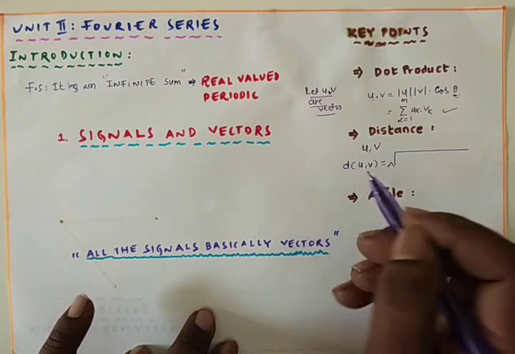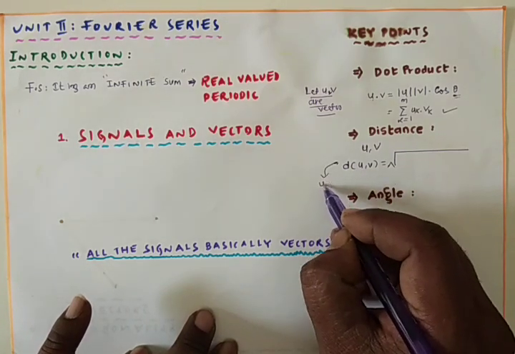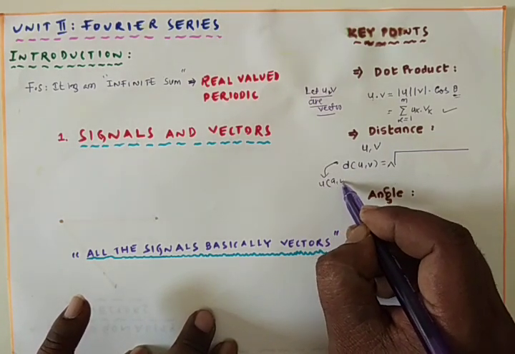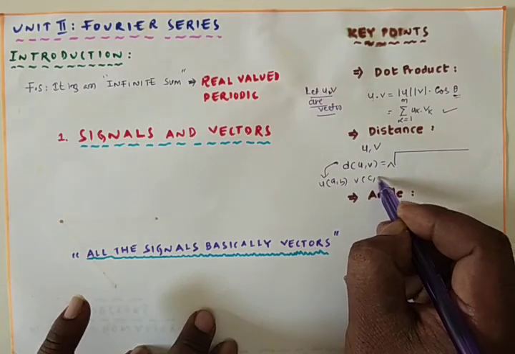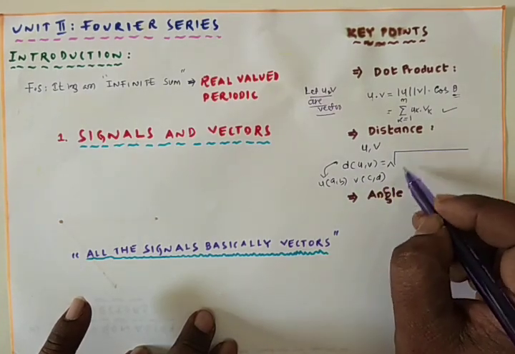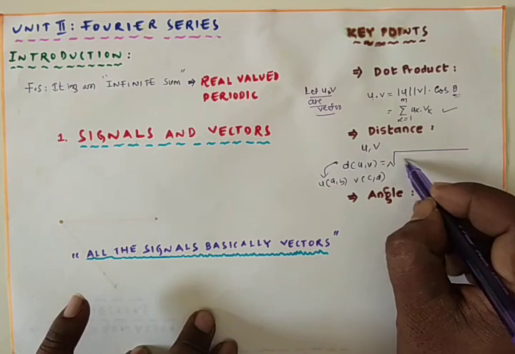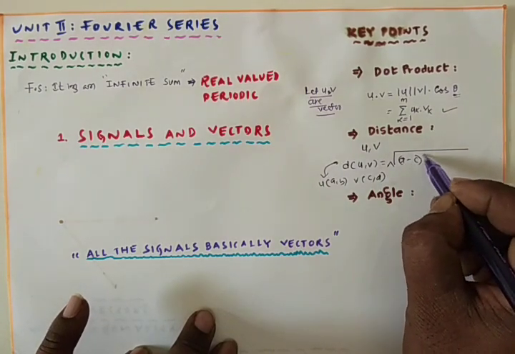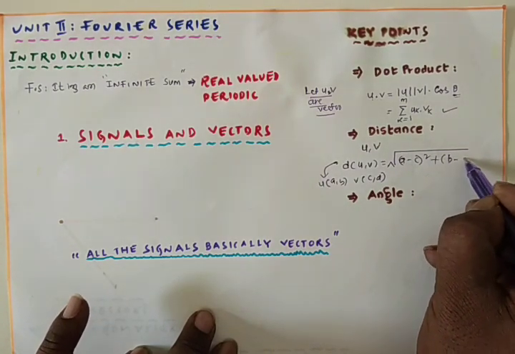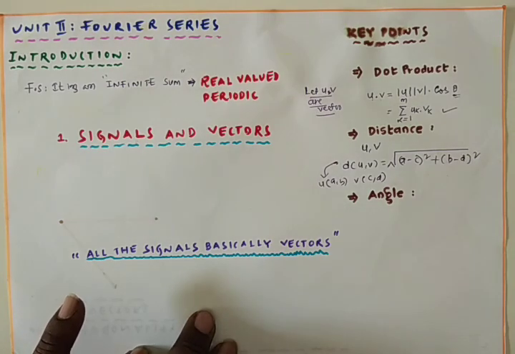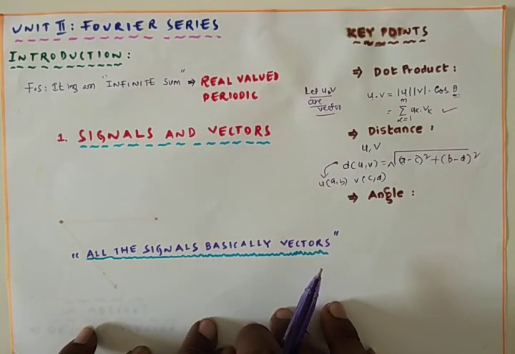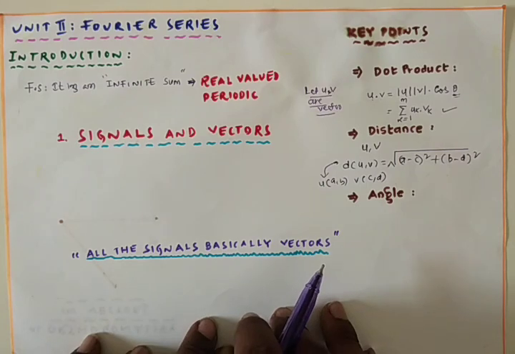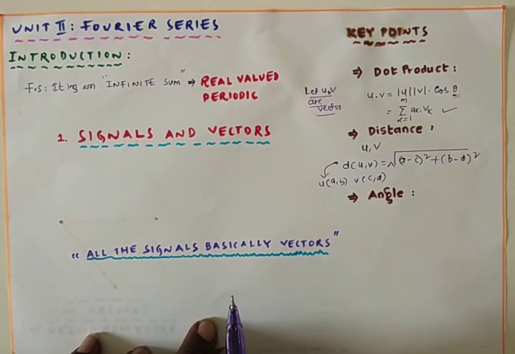For example, if I assume u is coordinates (a, b) and v is (c, d), then we can have the distance between these two vectors, that is the square root of (a minus c) whole square plus (b minus d) whole square. This is nothing but a distance.